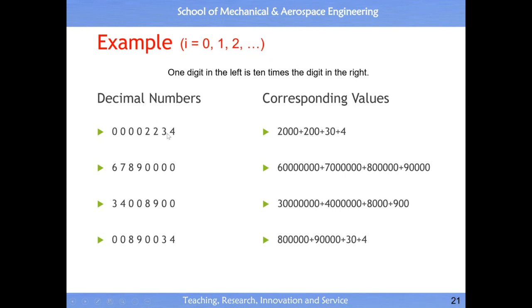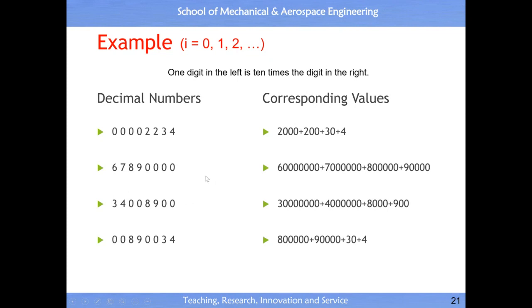Okay. Then this one is 3 times 10 raised to the power 1, so it's 30. This one is equal to 4 times 10 raised to the power 0, so it's 4. Okay, so you add them together and it's 2,234. And also from here you will see that the digit on the left, this 2 on the left of this 2, is 10 times the digit on the right. That means this value is 10 times this one. So you can easily verify.